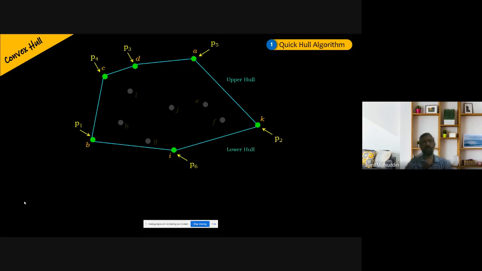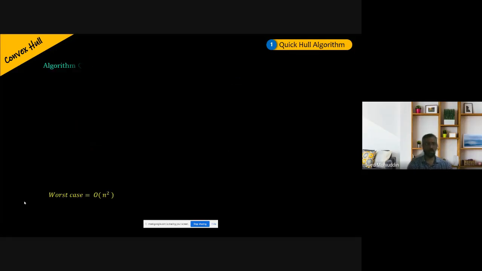So this is how the quick hull algorithm works, using the divide and conquer approach. It takes the 2 extreme points, divides into 2 halves, and repeatedly applies the same procedure and finds the extreme points. So this is how the quick hull algorithm works. Let us try to quickly look at the algorithm here.